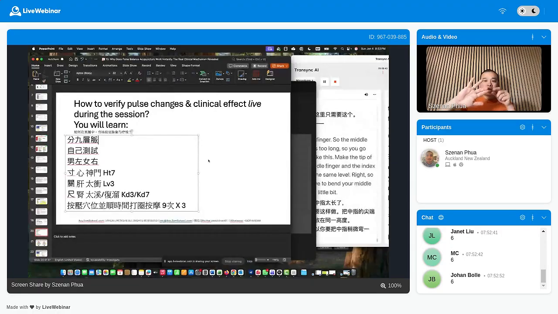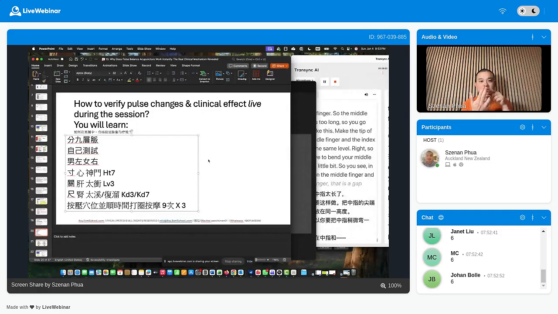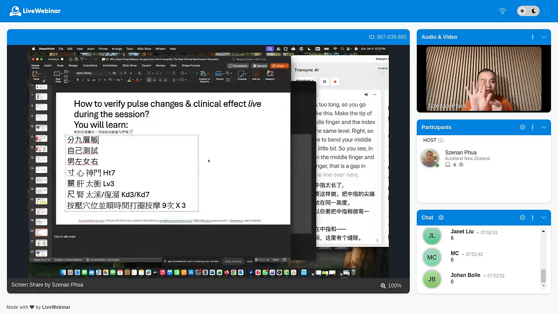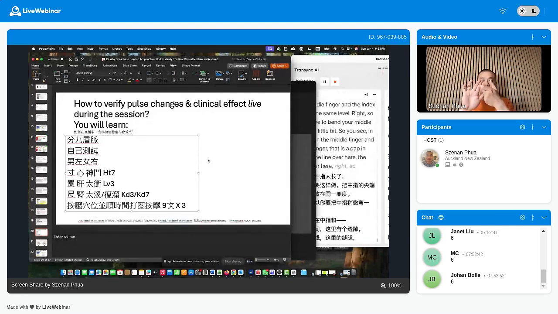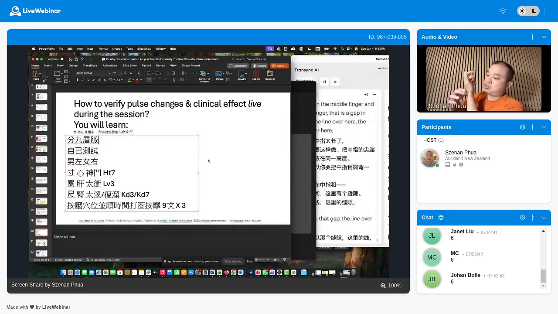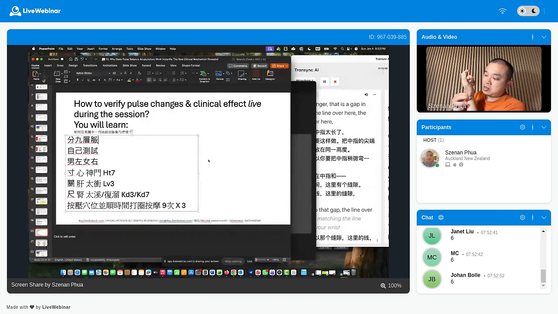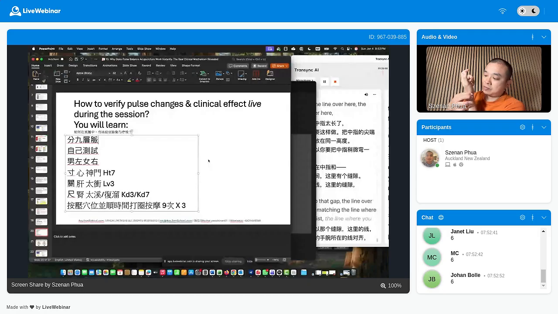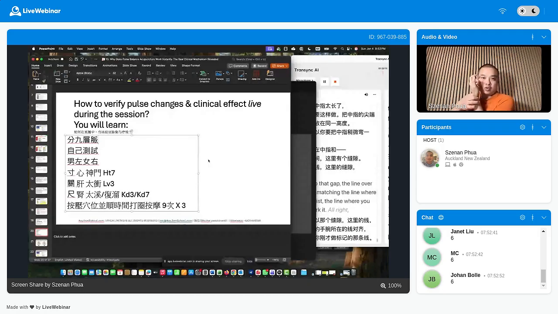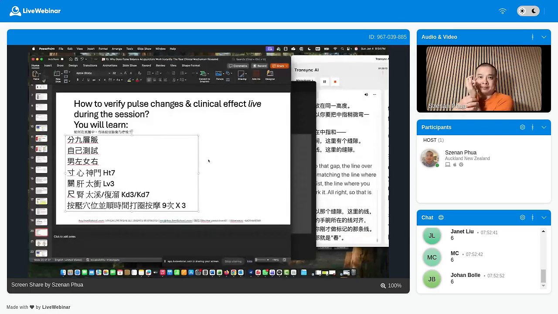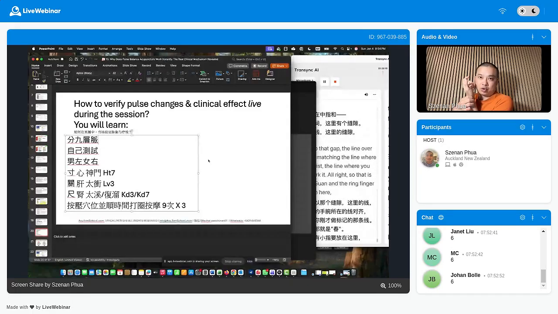So you see, between the middle finger and index finger there is a gap in here. The line over here, the gap over here, right? That gap, that line over here, is matching the line where your wrist, the line where you just marked it, all right? So that is Cun Guan. And the ring finger going in here, Chi. Cun Guan Chi.